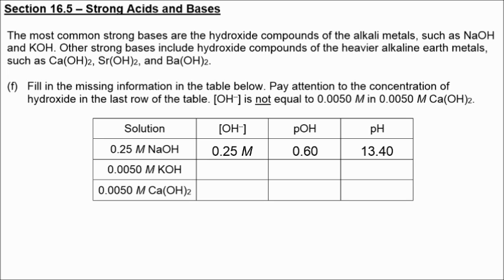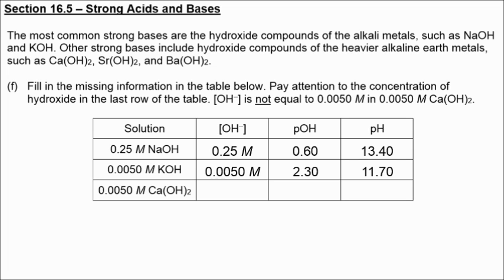Now we have a potassium hydroxide solution. The concentration of hydroxide is 0.005. Take the negative log of that. The pOH is 2.30. 14 minus that value gives us a pH of 11.7.